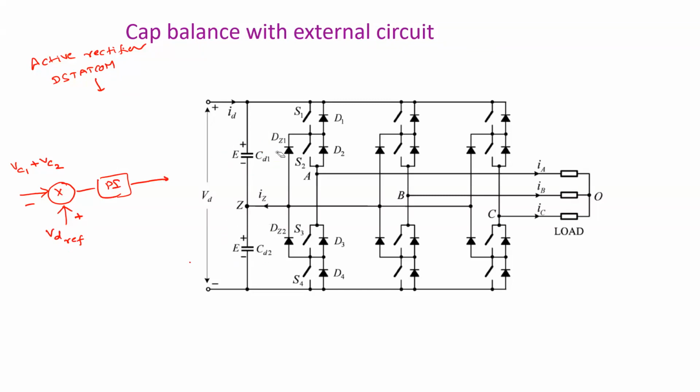Therefore, what we can do is have an additional PI controller, where we take the difference VC1 minus VC2. Now tell me, what do we need to equate this to? What is the reference here?